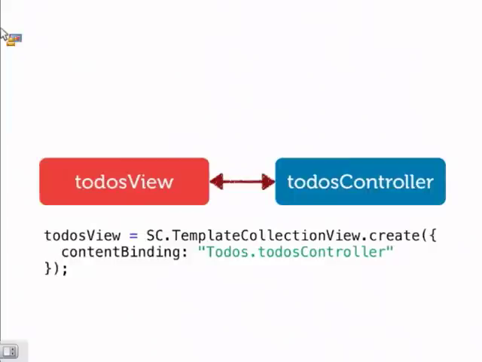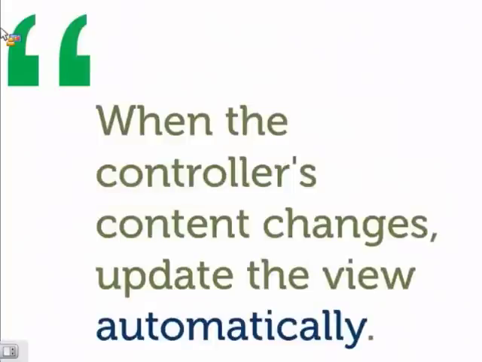So in this particular case, we're using a template collection view, and what that means is that when the controller's content changes, update the view automatically. So if I was to add a new element to the controller, with that single line of code that I showed before, it would automatically update the view.